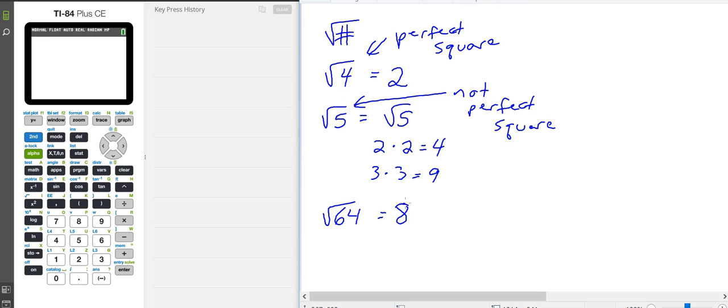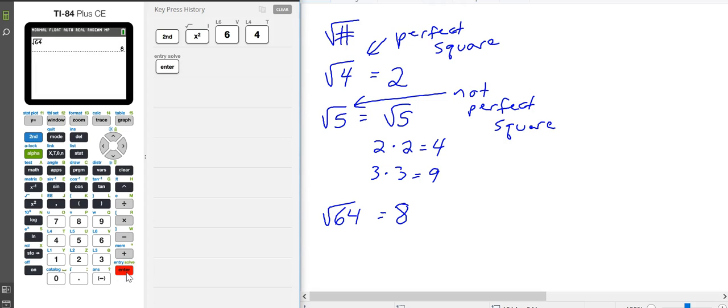You can press the second button, and you'll see the second button is in blue. That means whenever you press the second button, the little blue letters over the buttons are what we're activating. So when we press second, if we go down to x squared, you'll see above it there's a blue square root symbol. That's what we're activating when we press second x squared. Now we have a square root symbol. Inside we're going to type 64, and then enter. And it tells us the square root of 64 is 8.